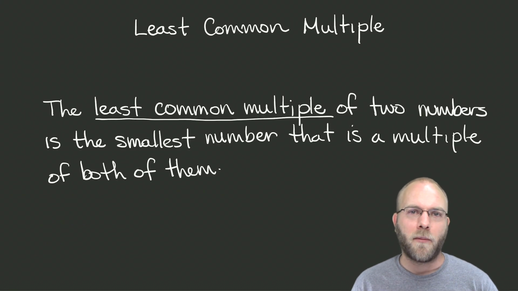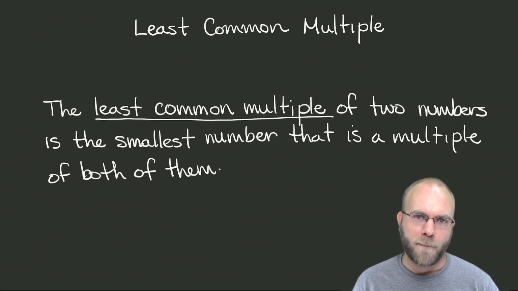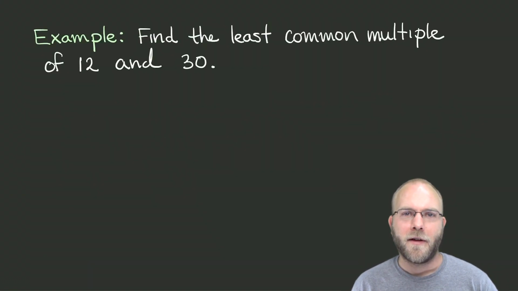The least common multiple of two whole numbers is going to be the smallest number that's a multiple of both of them. In this example, we're supposed to find the least common multiple of 12 and 30. Now, we start this just like we started the greatest common factor. We're going to write the prime factorizations of these two numbers.